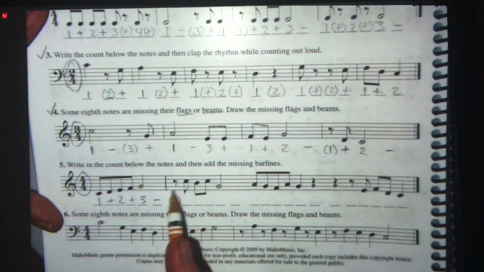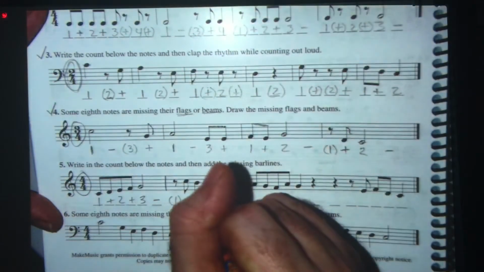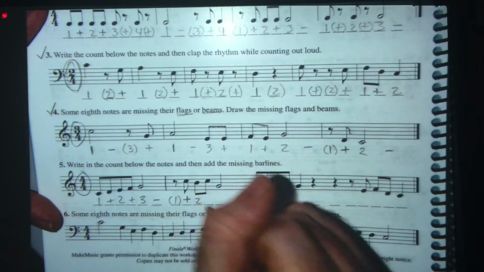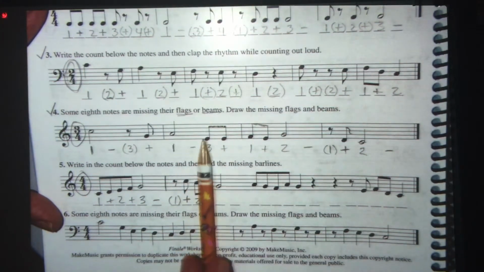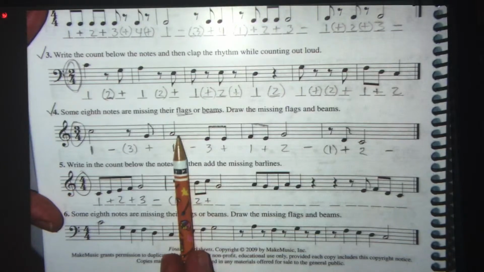1, remember you can have a single 8th note rest on beat 1, as long as it's right after the bar line. So this one would be and, 2, and. Notice that they do a flag here and then a beam here. That's to show the separation of the beats.